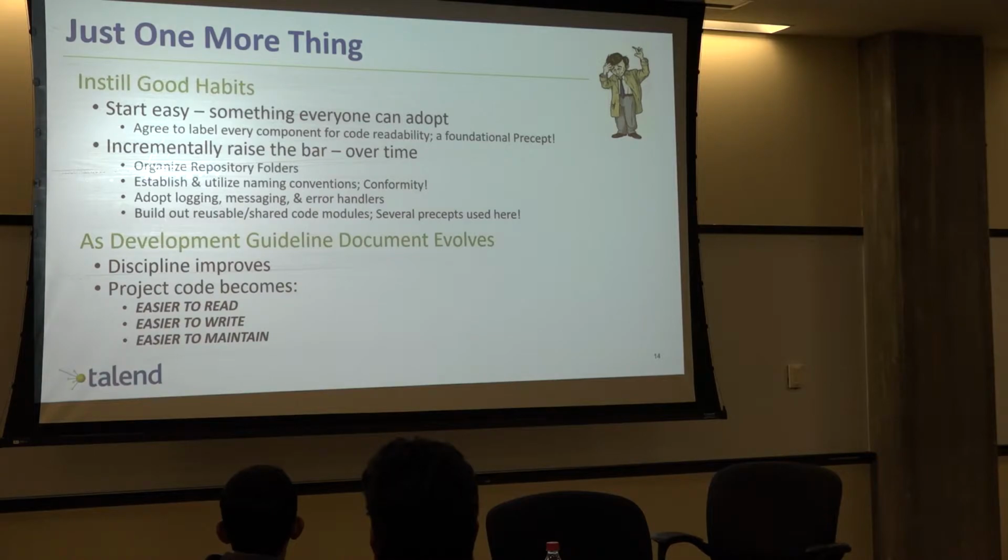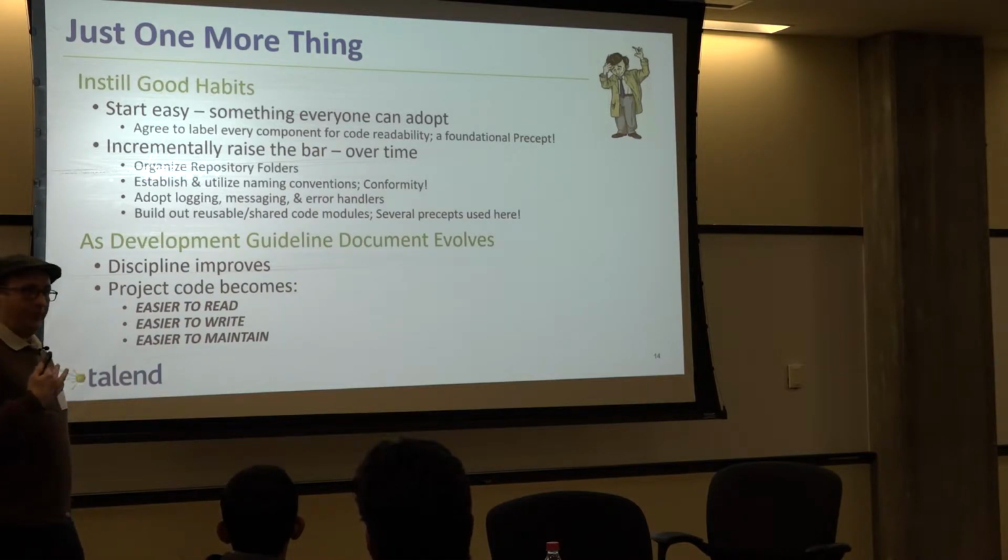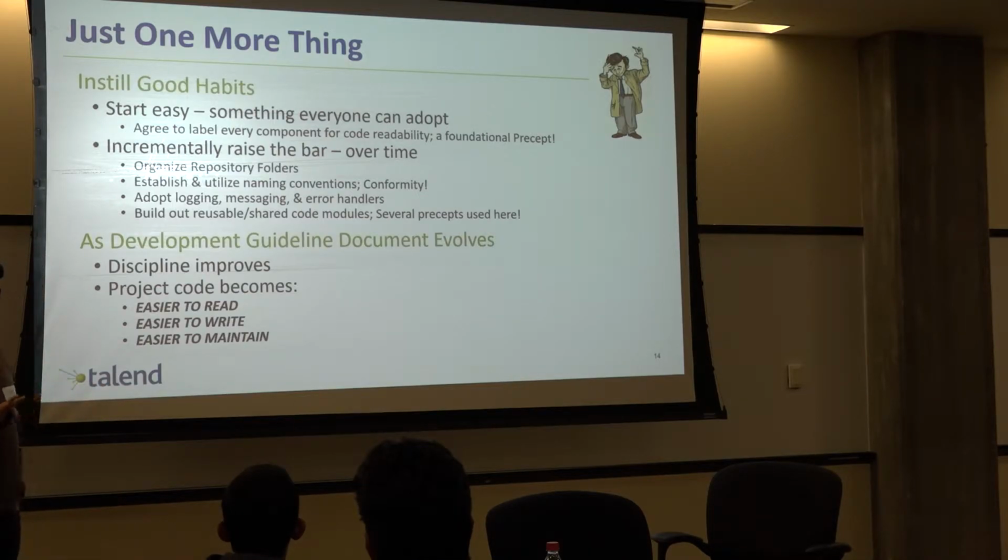All right, and just one more thing. You want to start easy with something everyone can do. If everyone agrees, for example, to name every one of their components, that's a start towards some best practices. Then over time, just keep adding to it and building on that, right? Over time, the discipline of your team will improve, and your jobs will be easier to read, write, and maintain.